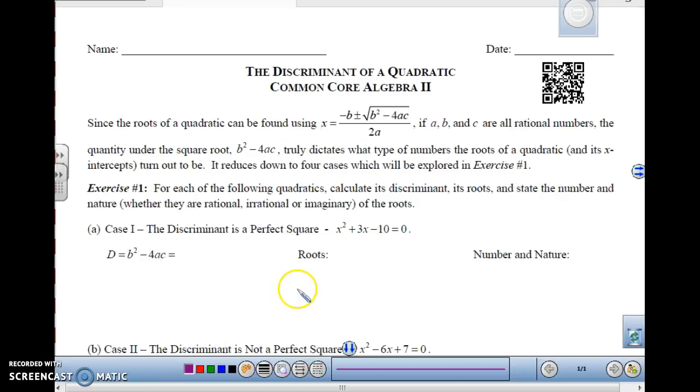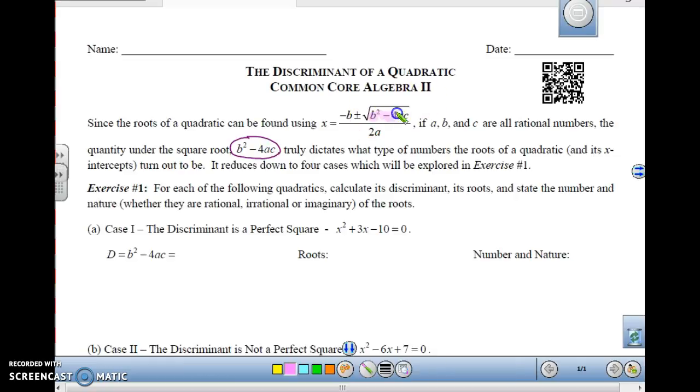This is Algebra 2, Unit 9, Lesson 4 on the discriminant of a quadratic. Now, since the roots of a quadratic can be found using the quadratic formula, if a, b, and c are rational numbers, the quantity under the square root, the b squared minus 4ac part, will determine what kind of roots you have.